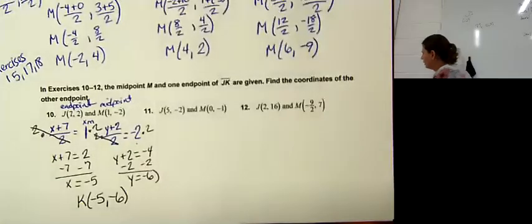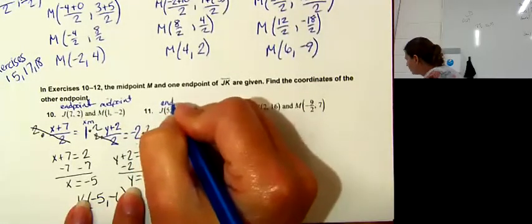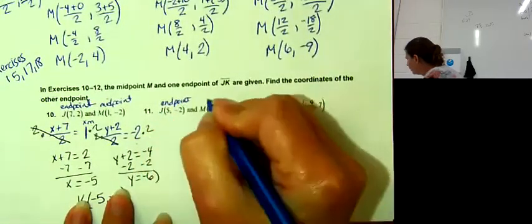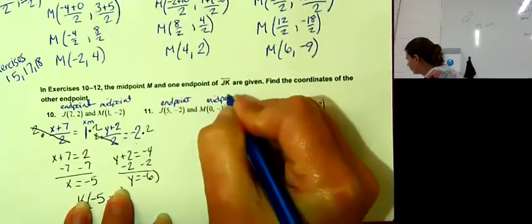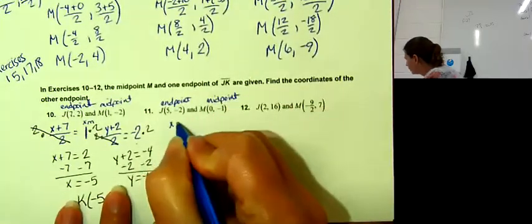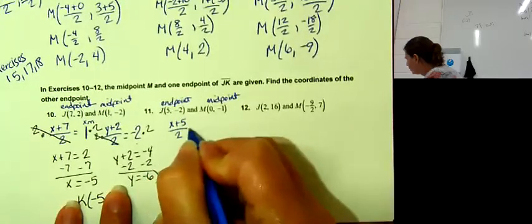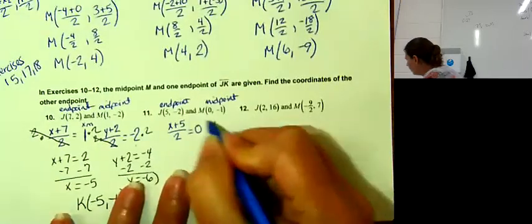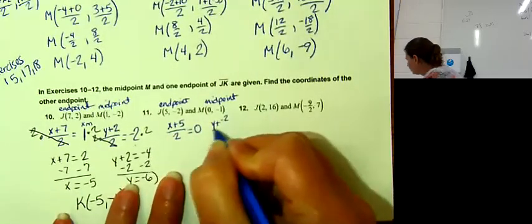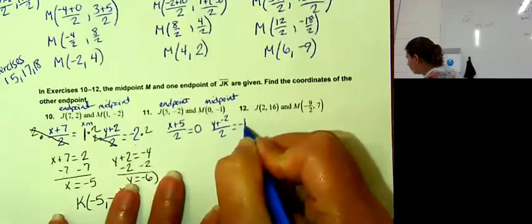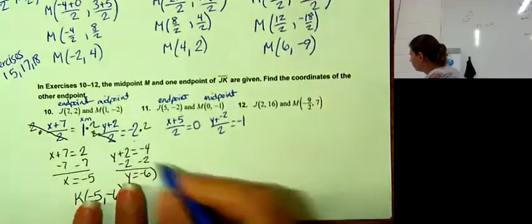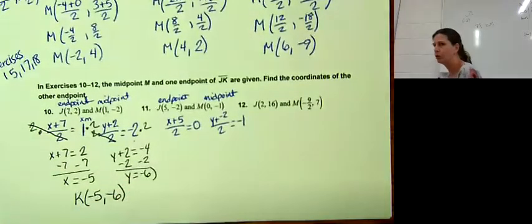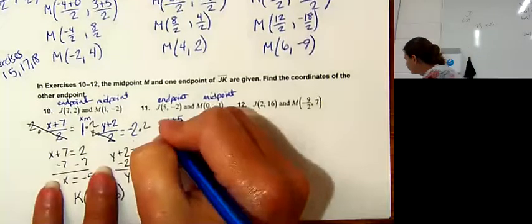So let's do at least one more of these. So here we go. We have our endpoint and we have a midpoint. So I know that x plus 5 divided by 2 is going to give me the x coordinate of my midpoint. And then y plus -2 divided by 2 is going to give me my y coordinate of my midpoint. So here again, the steps are always the same. We're going to multiply both sides by 2, and then we're going to add or subtract whatever is with our x and y.